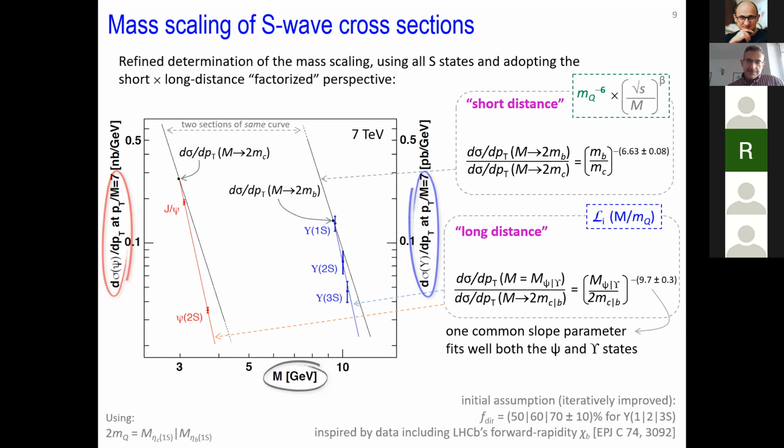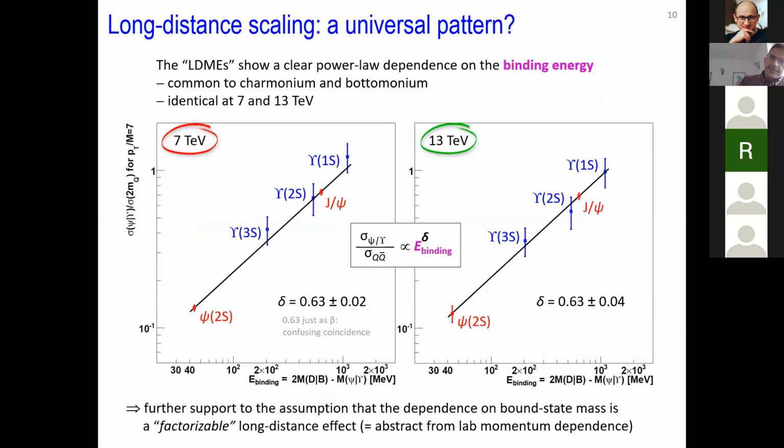It is interesting to note that the behavior of the bottomonium and of germanium are completely compatible. So we can fit these two blue and yellow curves as one curve with one power law parameter. From this plot we therefore obtain the two cross sections extrapolated to twice the mass of the heavy quark. And in the next slide we finally see the central result, which is this.